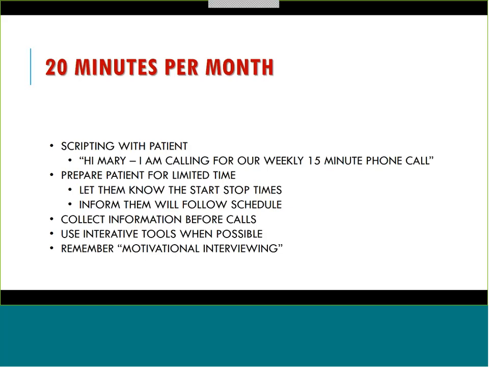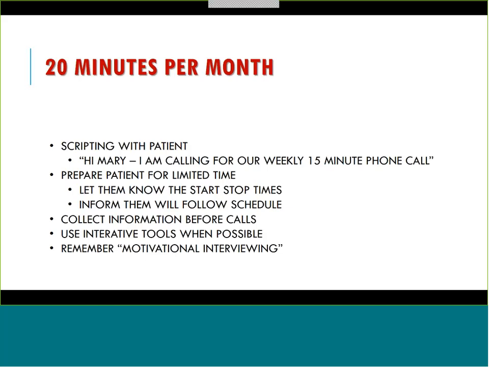Collect what information you can and utilize whatever interactive tools you can outside of the phone calls, so that will decrease the amount of time that you are actually on the phone unnecessarily. I don't want to say unnecessary because the patients benefit from the time you spend with them, but then it takes away from time that you can spend with other patients, so you have to be mindful of that.